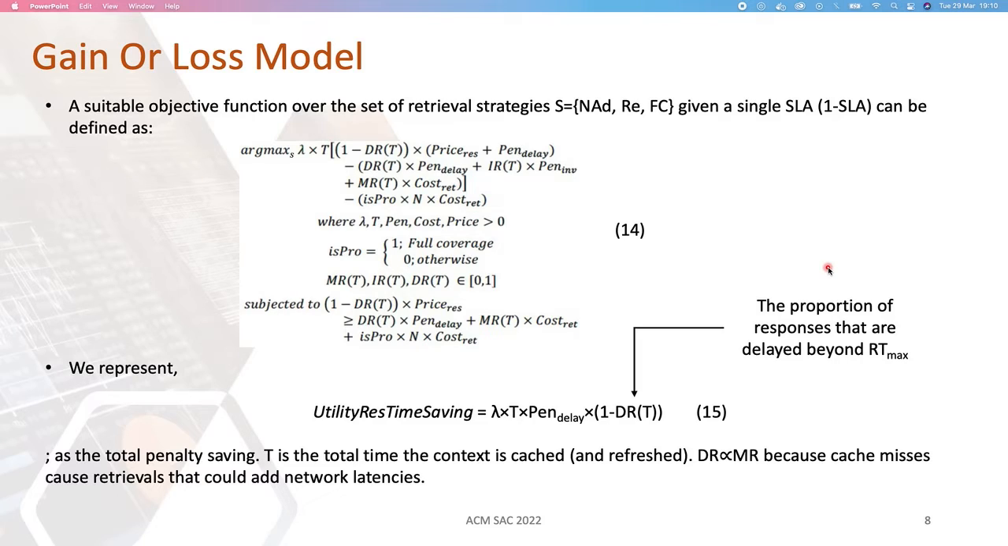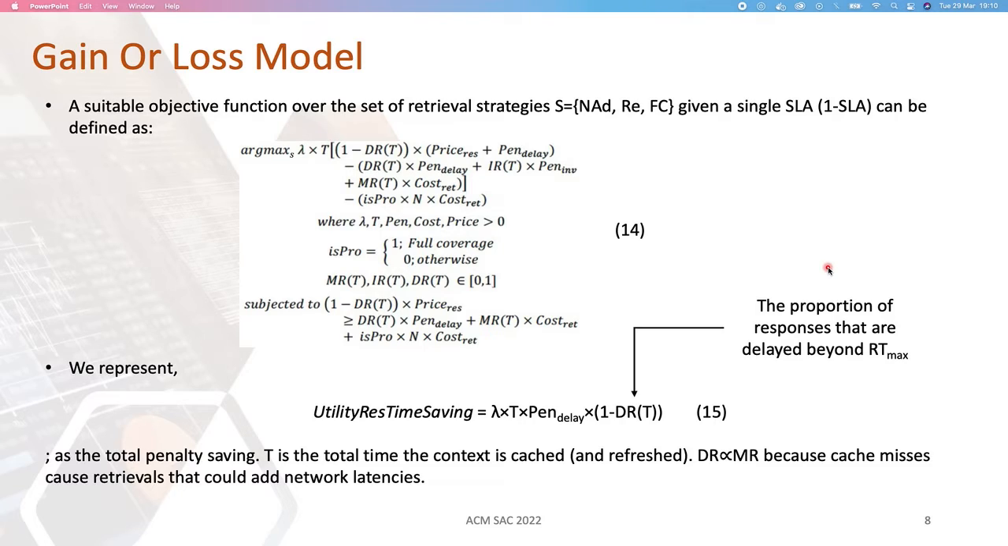We also measure cost efficiency. We define this gain or loss model for a single SLA scenario. So by single SLA, we refer to an agreement between the context management platform and the consumer on acceptable quality and performance metrics such as freshness, response time, and monetary aspects like price for a context query response and a penalty if the SLA is violated. For example, when the response time or the freshness is not met, then there will be a penalty that is incurred to the CMP.